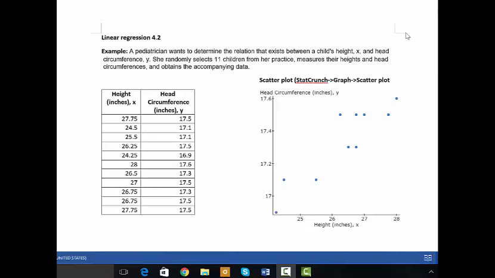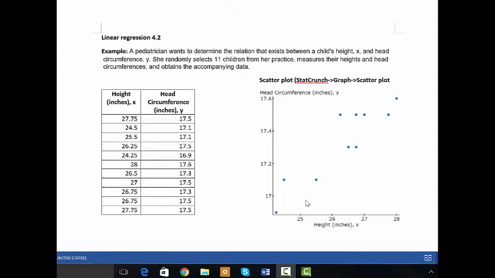This is a set of the data I pulled out from number 5 of 4.2. The table gives you 11 correspondences between the heights and the head circumferences of 11 children. If we do a scatter plot, we get 11 points, because each x and y makes an xy coordinate that forms a point. I'll show you how to use StatCrunch to do the scatter plot in a little while.